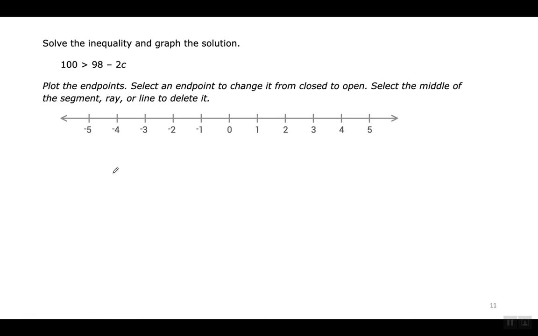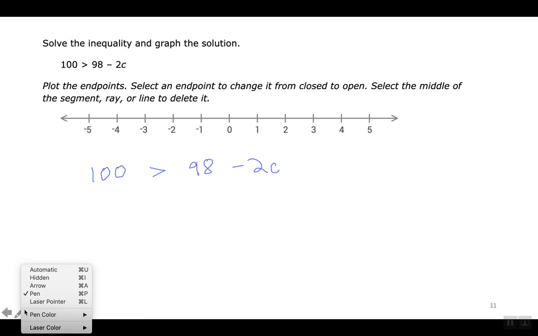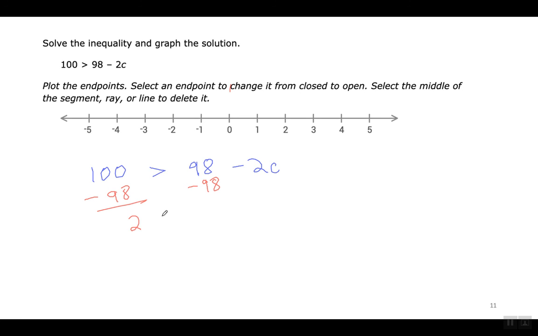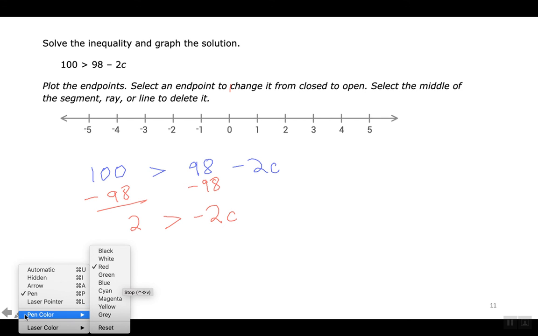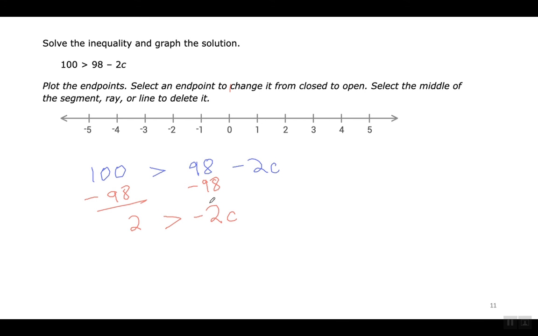In this example, I'm trying to get c by itself. So the first thing I'm going to get rid of is the 98 by subtracting 98 from both sides. That'll give me a 2 on the left and negative 2c on the right. Now I'm going to get rid of the negative 2, which is currently multiplying. I'm going to get rid of it by doing the opposite of multiplying by negative 2, which is to divide both sides by negative 2.